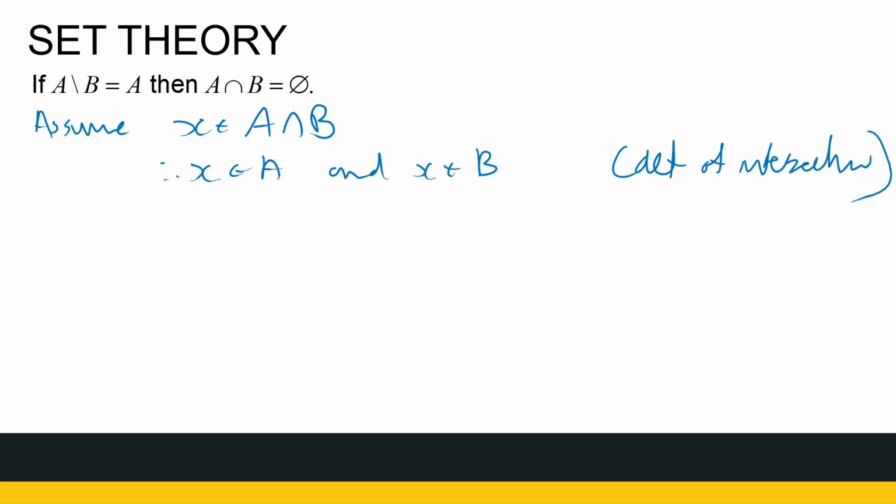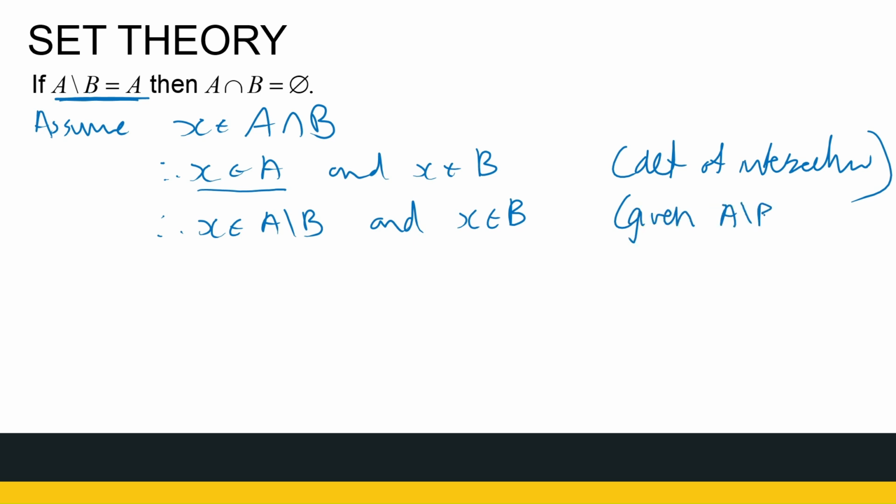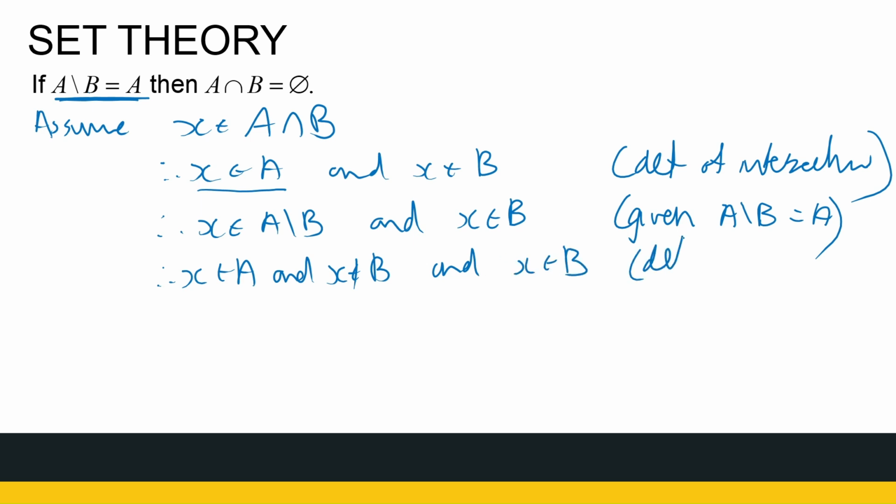All right. Now, we're given that A without B is A. So if x is in A, that means x must be in A without B. So I'm just replacing that first part. The next part just drags along. Where's that from? It's given that A without B is equal to A. All right. So if x is an element of A without B, then that means x is an element of A and x is not an element of B. And x is an element of B. How did I expand that? By using the definition of the difference between two sets.